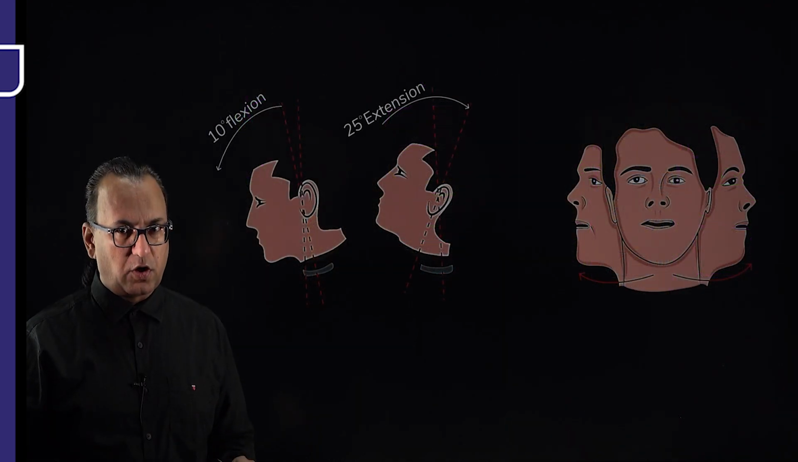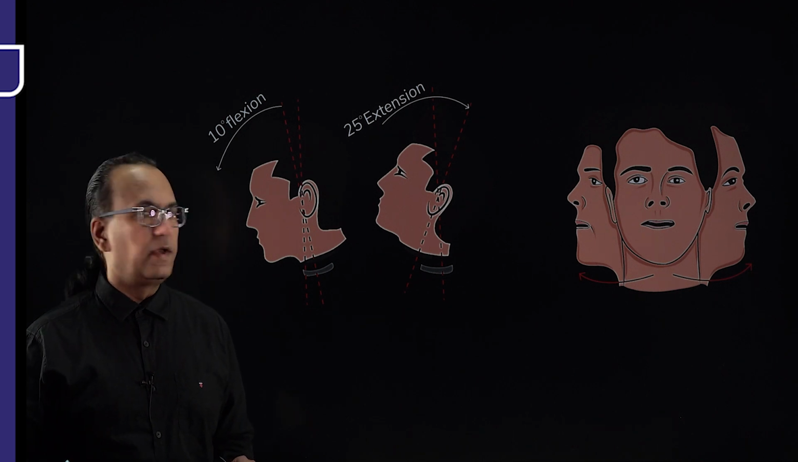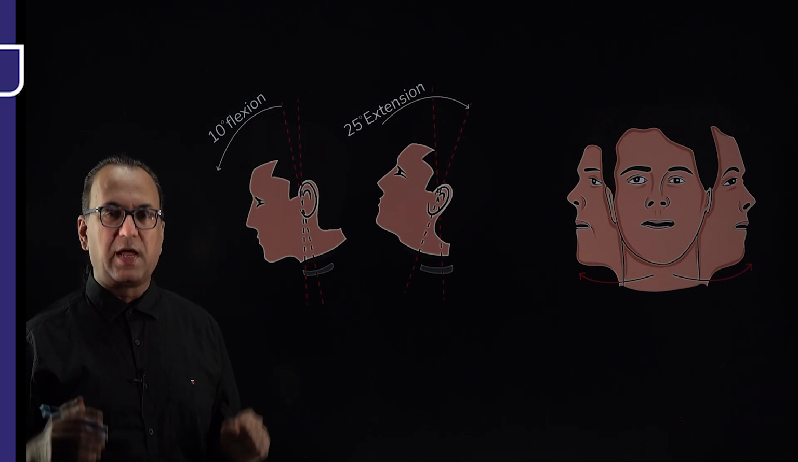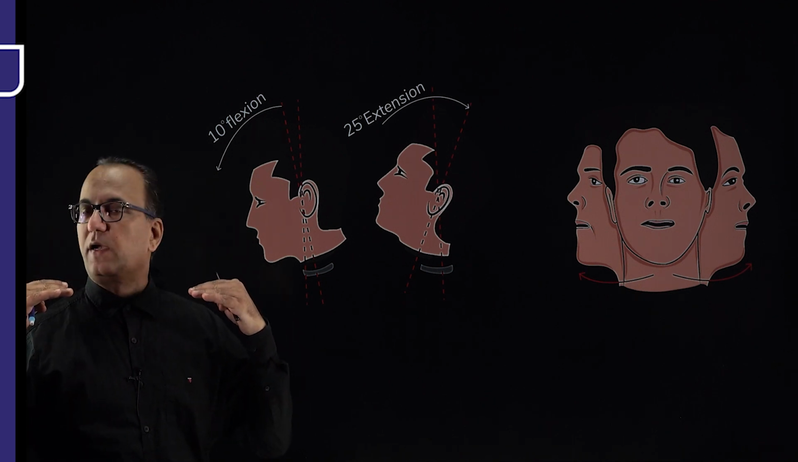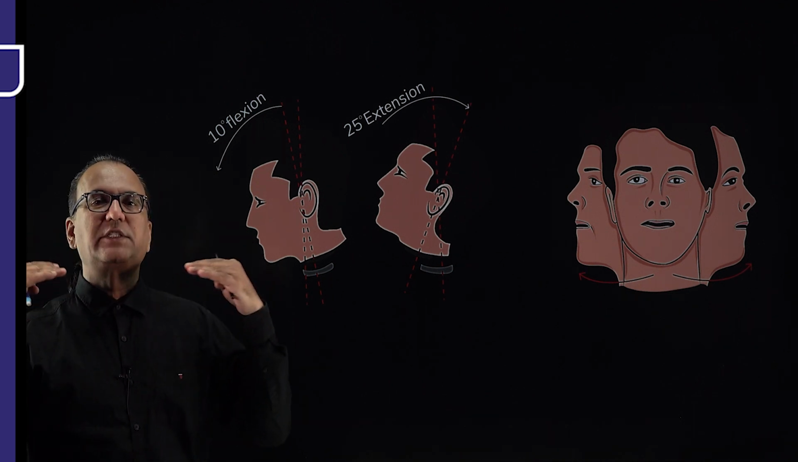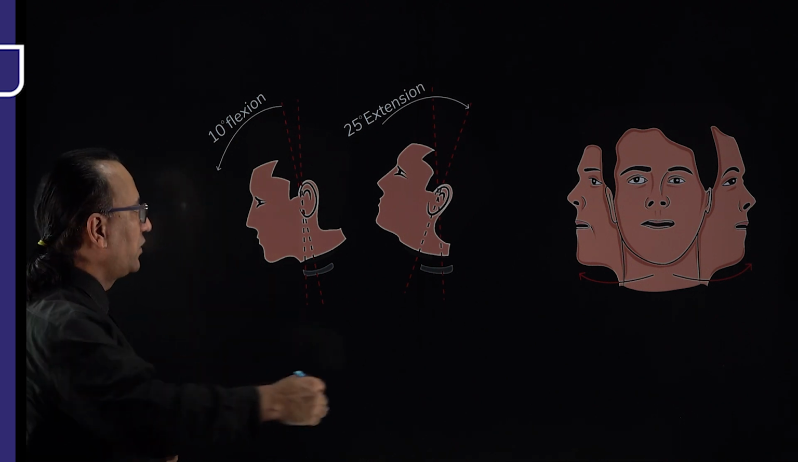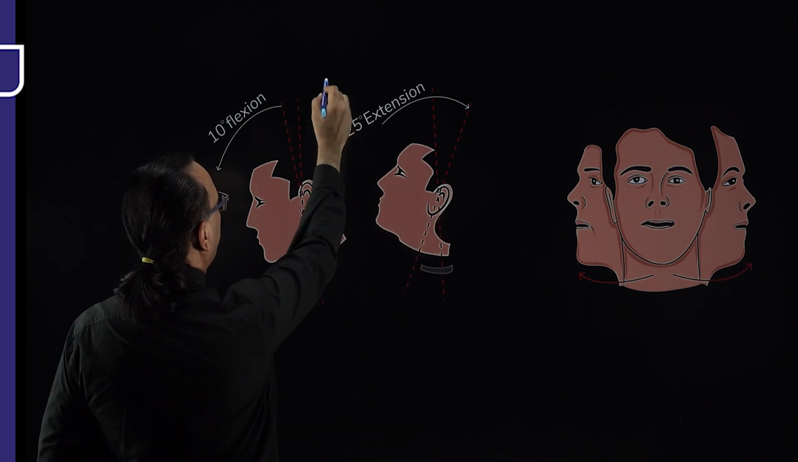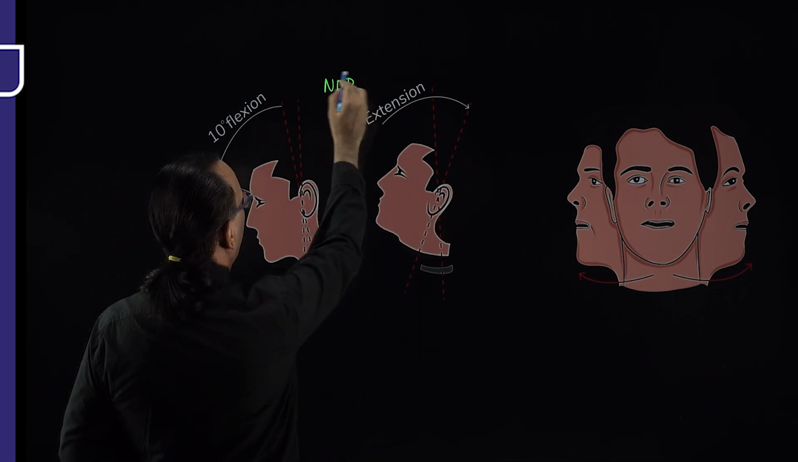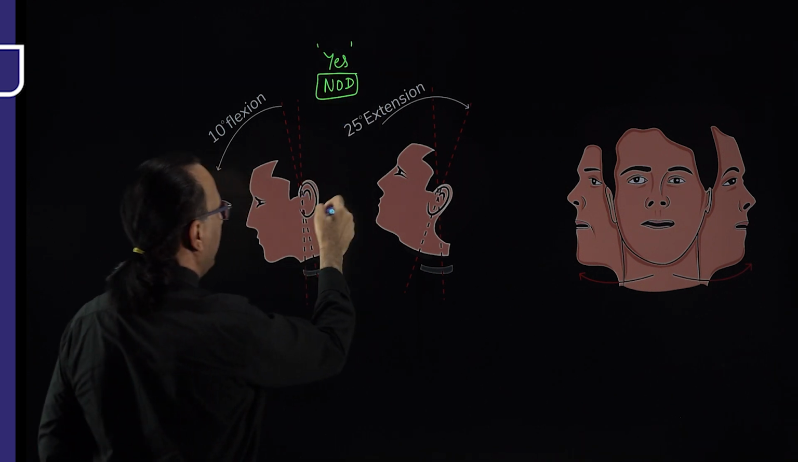Here we are going to talk about the yes movement and also the no movement. The yes movement happens at a higher joint, the atlanto-occipital joint, whereas the no movement happens at a lower joint, between C1 and C2 vertebra, the atlanto-axial joint. When we talk about flexion and extension, that is the yes movement or the nodding movement. What is the articular joint we are talking about? It is a joint between the skull and the vertebra.